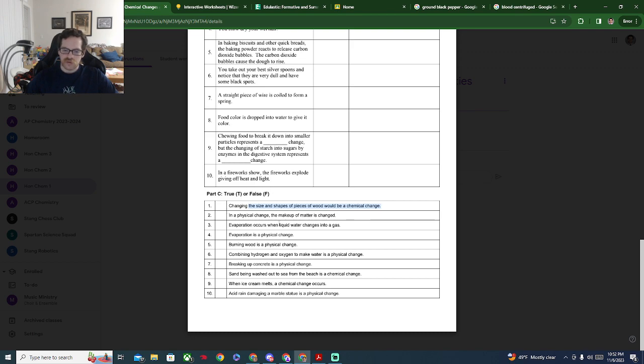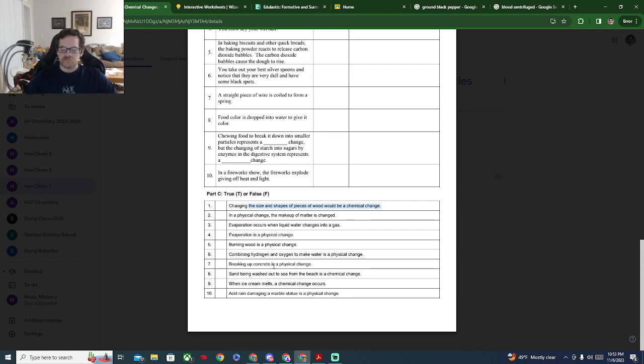Evaporation occurs when the liquid water changes into a gas. Yes. Evaporation is physical change. Burning wood is a physical change. No. Fire, right, is a chemical change. Combining hydrogen and oxygen to make water, that is a chemical change. You're changing the chemicals. It's no longer hydrogen and oxygen.